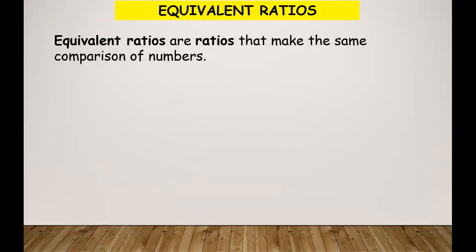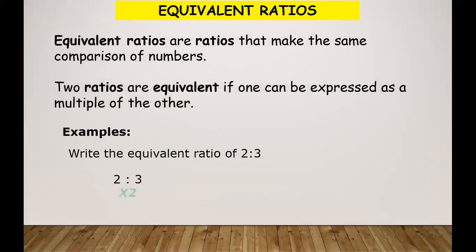Now, let's find the equivalent ratios of 2:3. The same as in finding equivalent fractions, we can multiply both parts, part to part, by any number. So 2:3 can be multiplied by 2, so it will be 4:6. Or we can say 2:3 multiplied by 3 will be 6:9. 2:3 times 5 is 10:15.